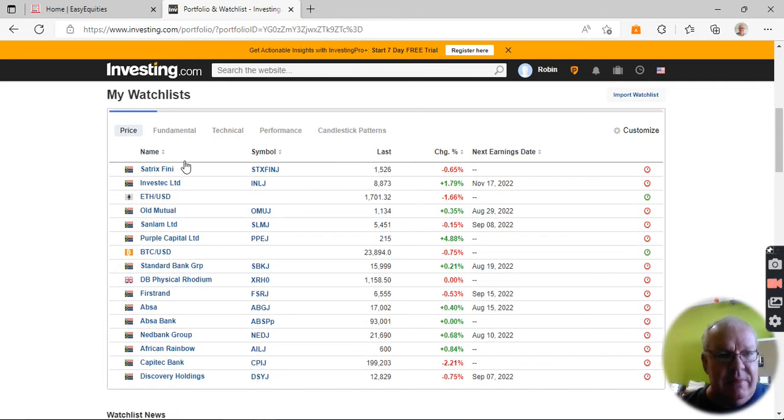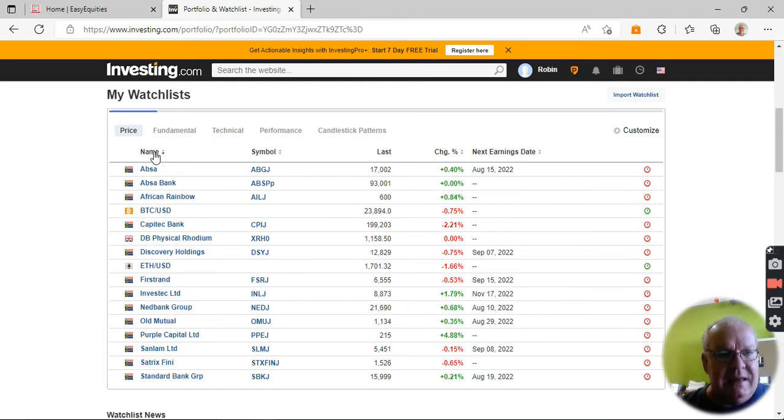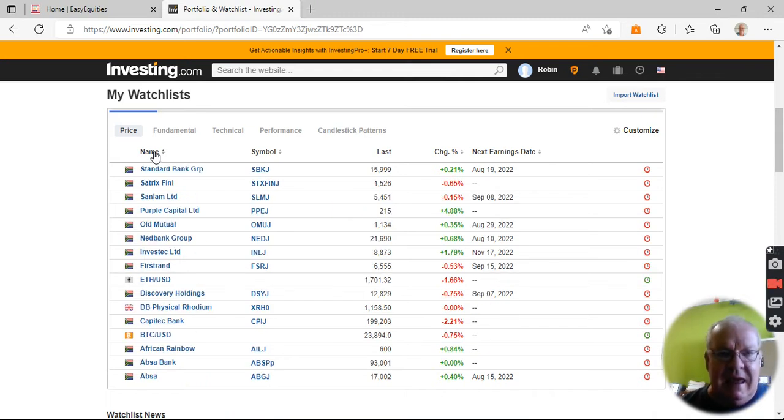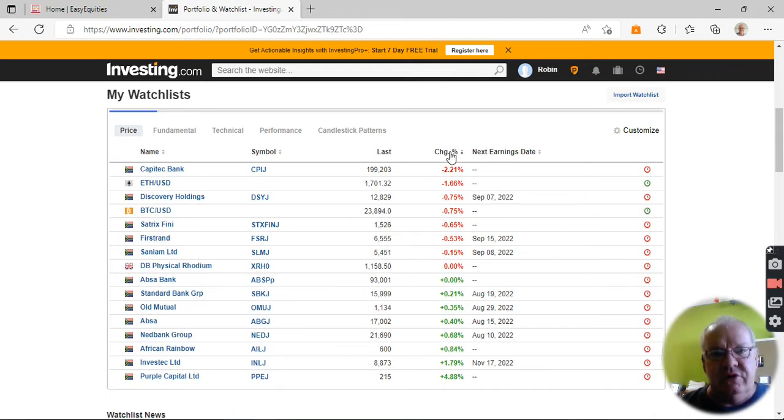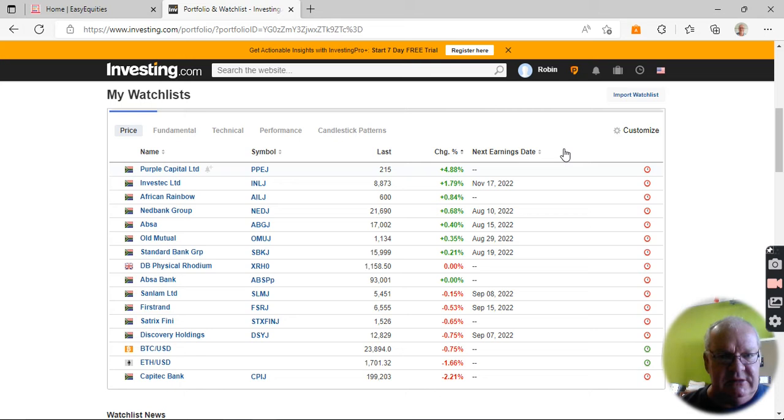So here you see, here's my banks, and just by clicking on that, I can order them alphabetically, A to Z or Z to A. What I like to do is order them in terms of the change in the share price. So here we see Purple Capital, which is the owner of Easy Equities, by the way, did very well yesterday, 4.88%. They went up. Investec did well, African Rainbow, etc., etc., etc.